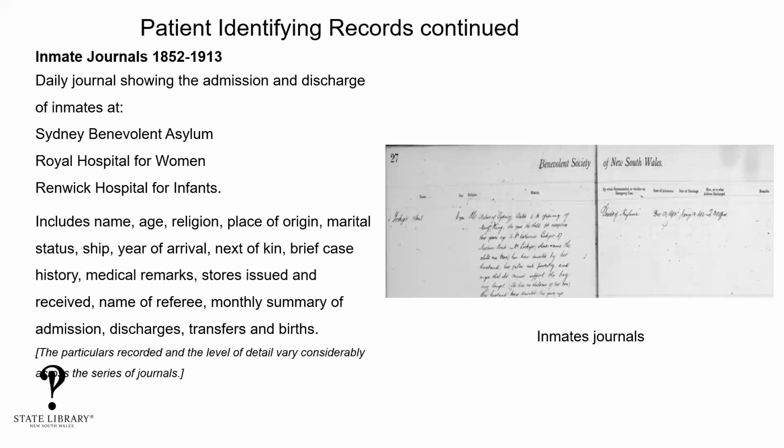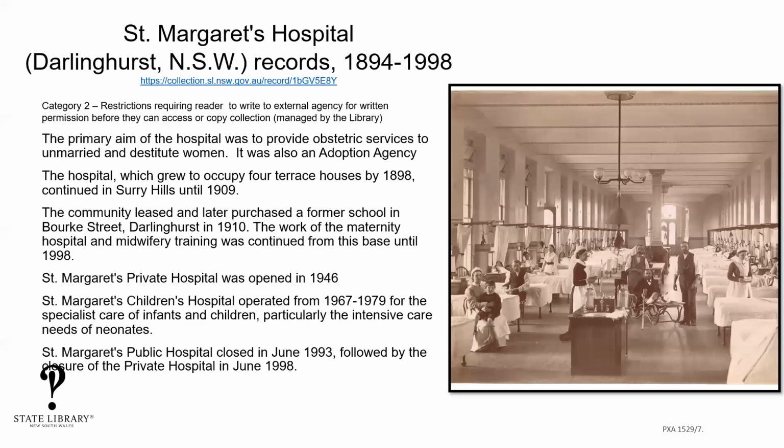Next we'll look at St Margaret's. St Margaret's Hospital collections were presented to the library by the Sisters of St Joseph in 1999. The primary aim of the hospital was to provide obstetric services to unwed and destitute women. It was also an adoption agency.